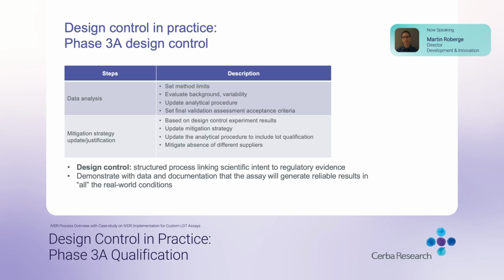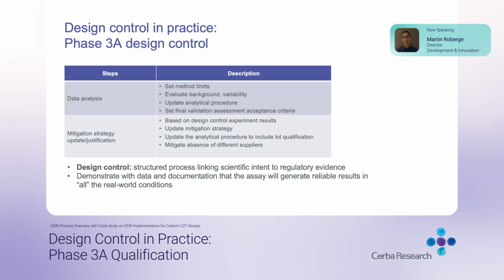You update again the analytical procedure to include lot qualification. So let's say you have tested multiple lots in your design control. You can see that there's some variability. You might need a procedure specific to qualify a new lot of reagent. So this needs to be incorporated in your analytical procedure. And again, I've talked about this, mitigate the absence of different suppliers in this case.